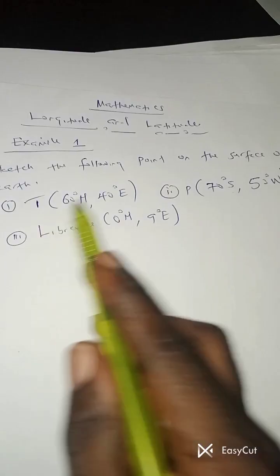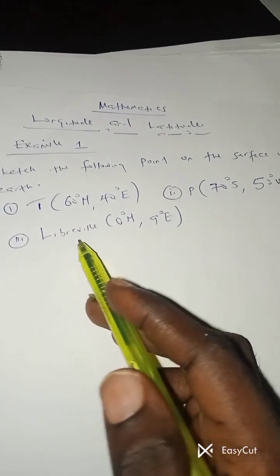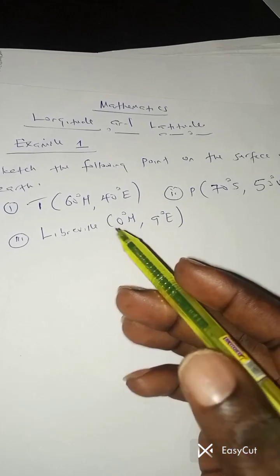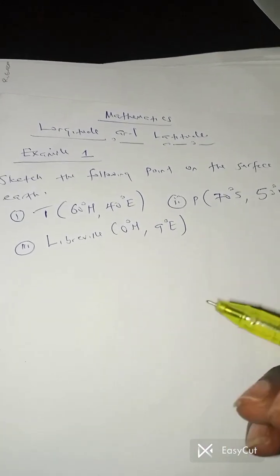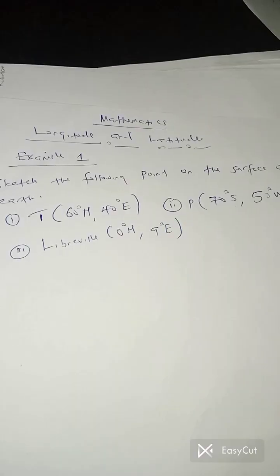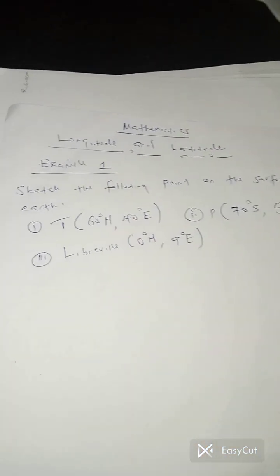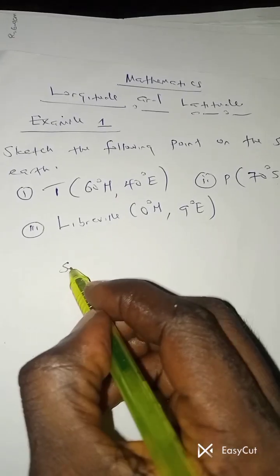This is a point C, this is a point P, this is a place, Libreville. We can also have another place, we can have Kano, Bauchi. We all know that we locate them by their north and their what? We locate them by their latitude as well as their longitude. So now let's look at the solution of the first one.